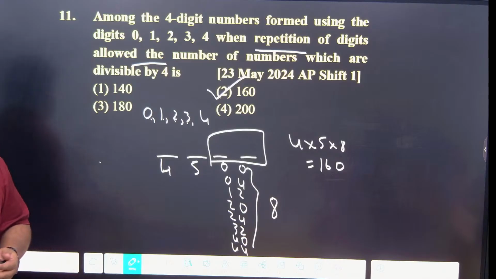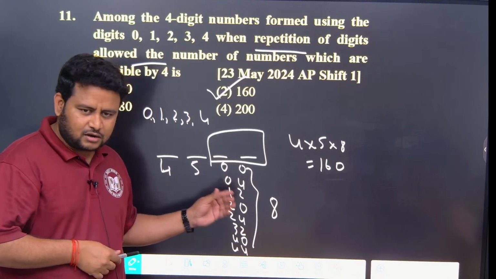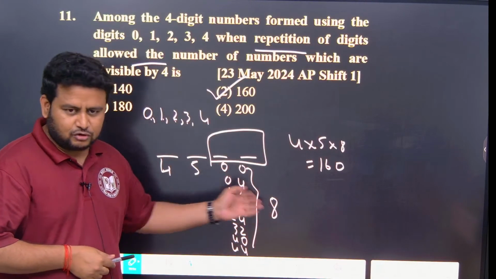Whenever we are using 'or', you have to add. Whenever we are using 'and', then we use multiplication. Clear? Here also, 0, 0 can come or 0, 4 can come, or how many? 8. So I wrote 8. Clear?